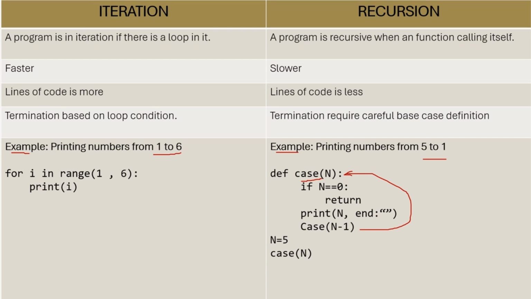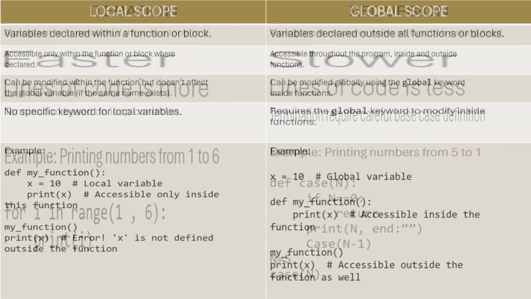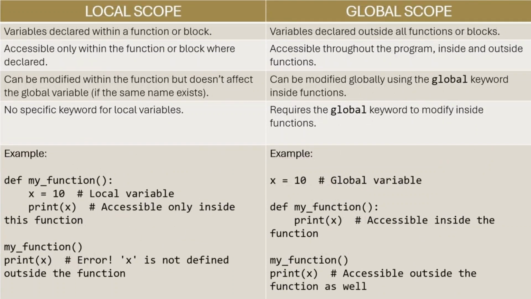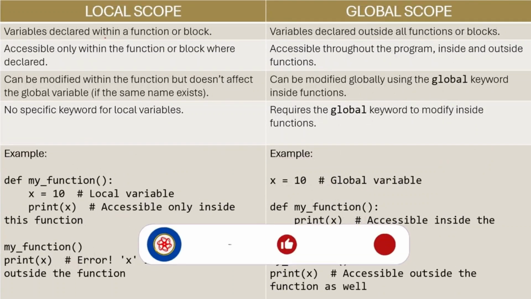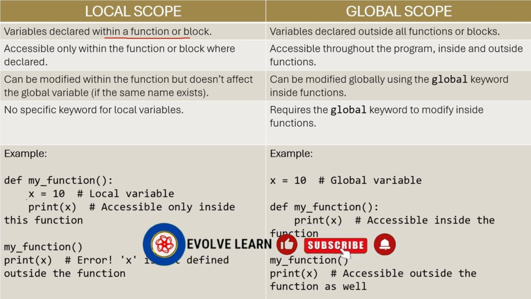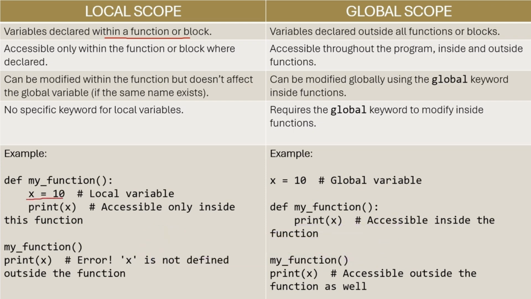Next up, local scope versus global scope. Local scope variables are defined within a function or a block. As you can see in this example, x equals 10 is a local scope variable which is defined inside my function. In global scope, variables are declared outside all functions. As you can see in this example, x equals 10 is defined outside of this function.